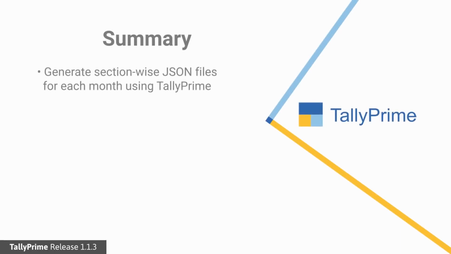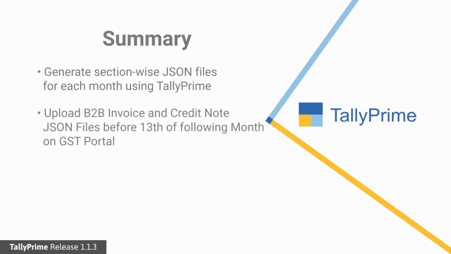Let us have a quick relook at the process. Step 1. Using Tally Prime, generate the section-wise JSON files for each month in a quarter. Step 2. Upload the JSON files related to B2B invoices and credit notes of registered dealers for each month before 13th of the following month on the GST portal.